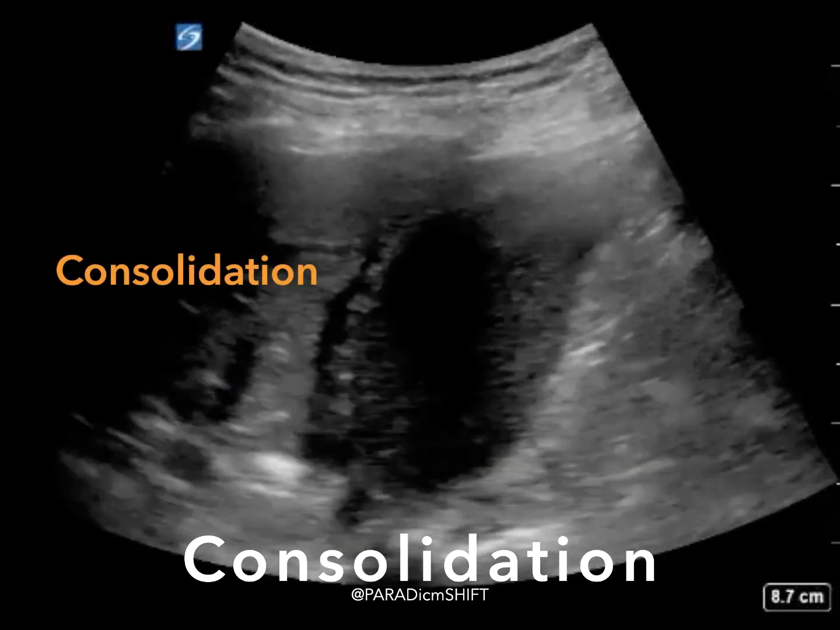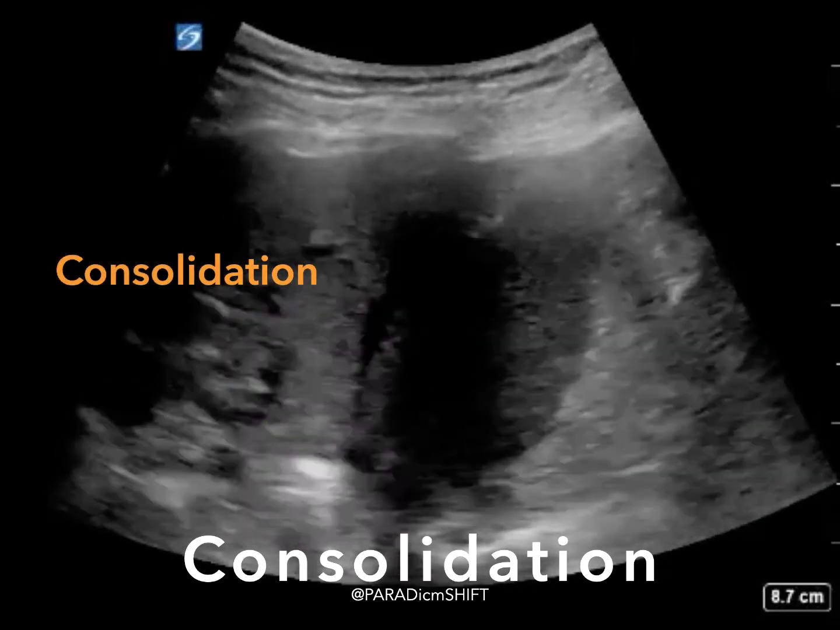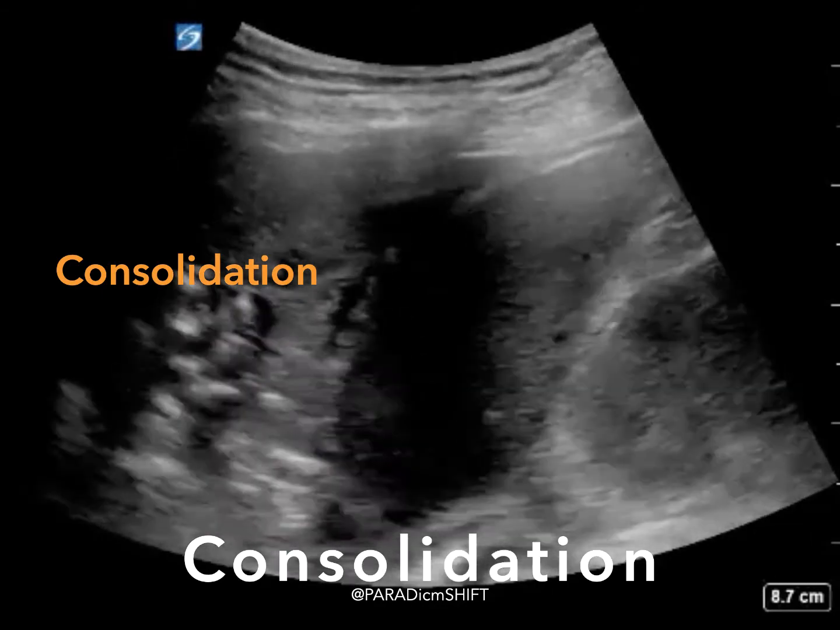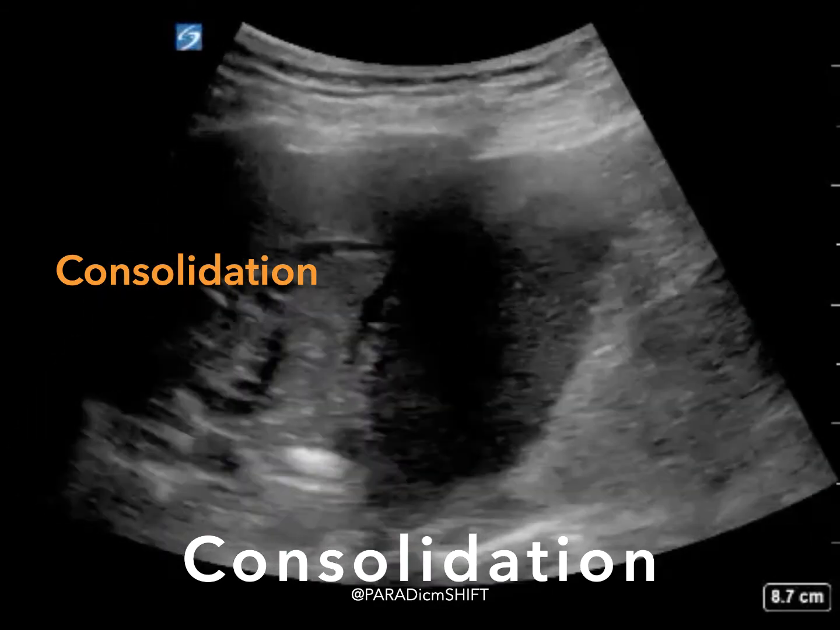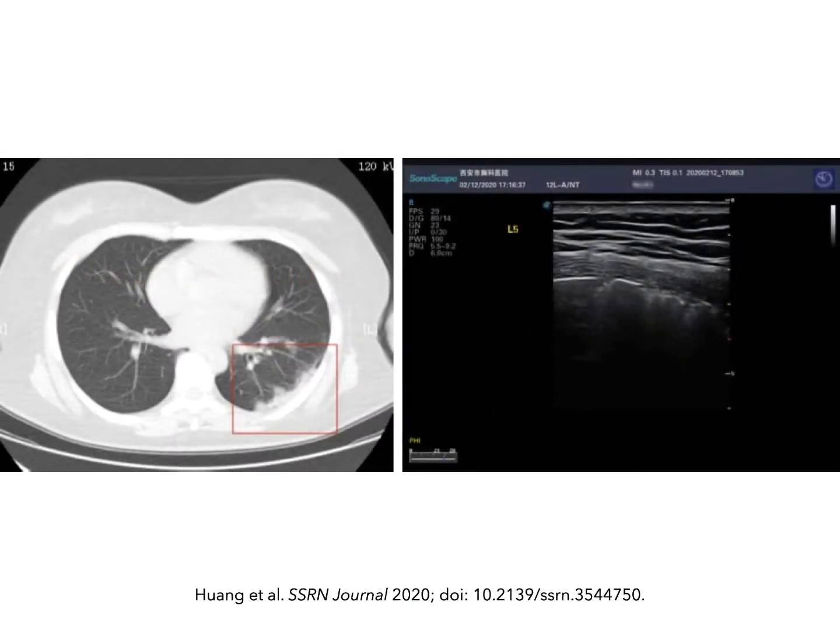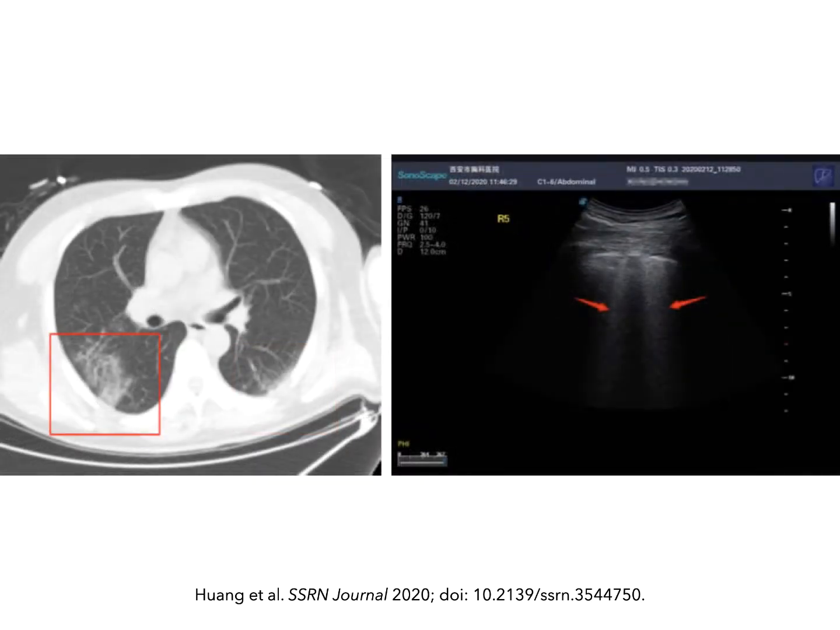And here's an example of a consolidation in a patient with COVID. The tissue-like density is above the diaphragm, so we know it's consolidation instead of a solid organ. The Huang paper does a great job of correlating CT images with ultrasound findings. For example, these pleural-based lesions on CT correspond to the pleural irregularity and thickening we see on ultrasound. Ground glass opacities on CT correspond to the B-lines we see on ultrasound.